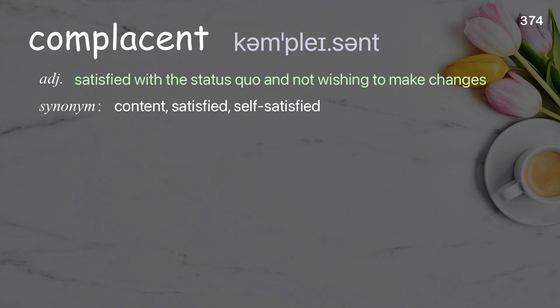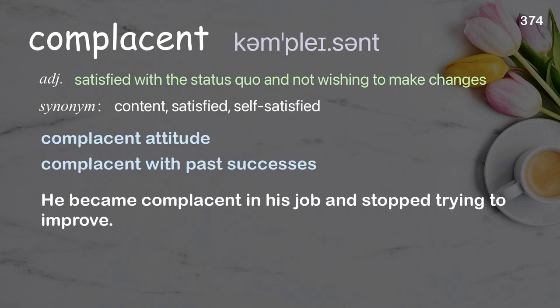Complacent: satisfied with the status quo and not wishing to make changes. Examples: complacent attitude. Complacent with past successes. He became complacent in his job and stopped trying to improve.